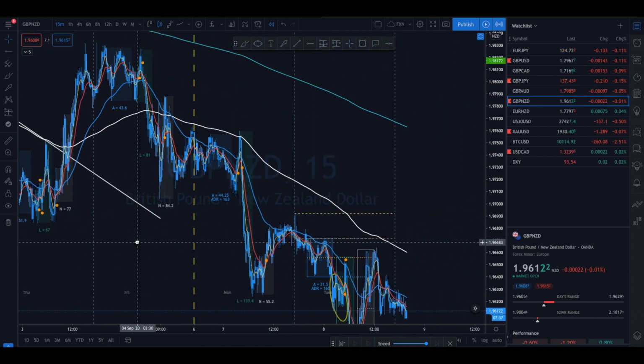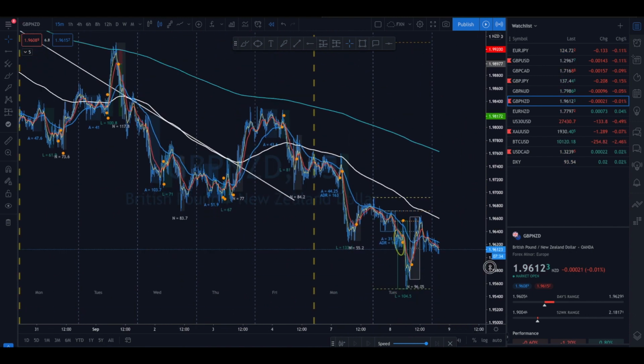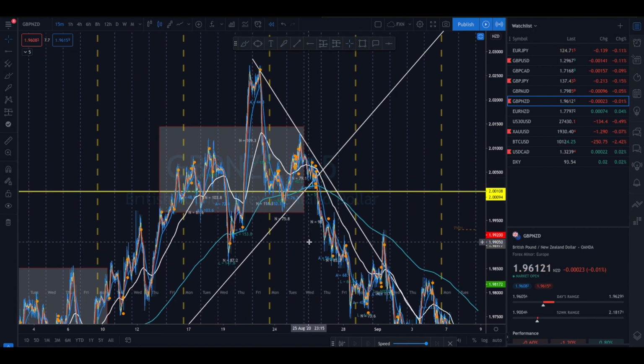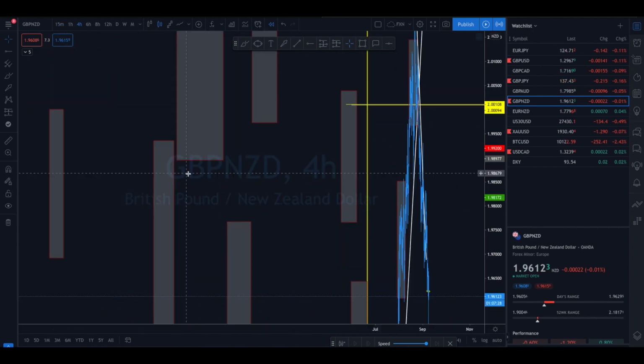And it's the same thing when you look at the structure here. Look at this. It's been going down for quite a while now.